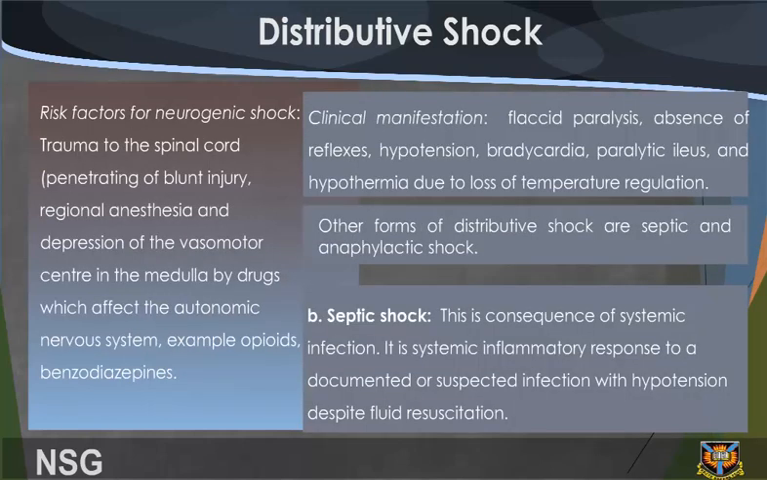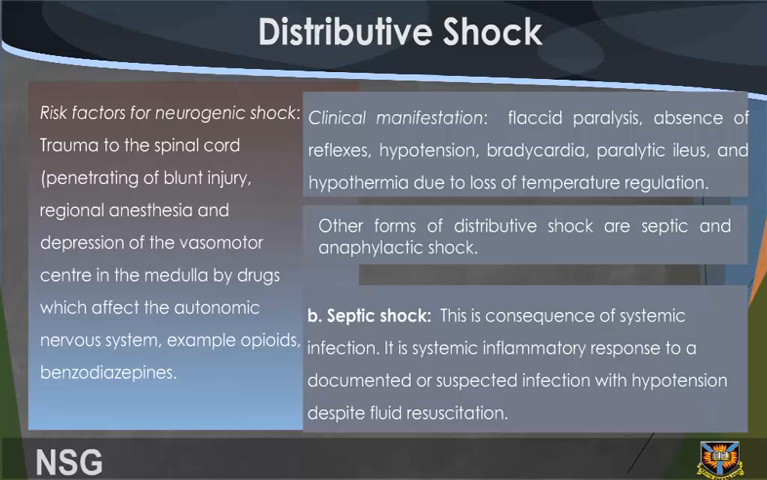Risk factors for neurogenic shock. Trauma to the spinal cord, penetrating or blunt injury, regional anesthesia, and depression of the vasomotor center in the medulla by drugs which affect the autonomic nervous system. Example: opioids, benzodiazepines. Clinical manifestations: flaccid paralysis, absence of reflexes, hypotension, bradycardia, paralytic ileus, and hypothermia due to loss of temperature regulation.